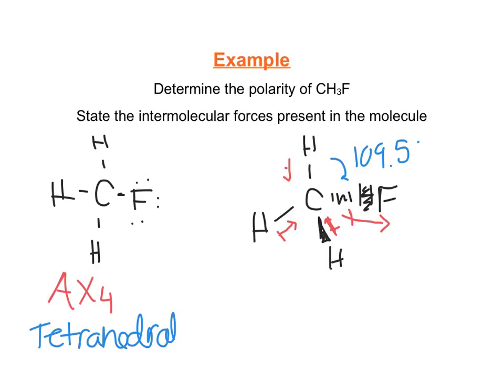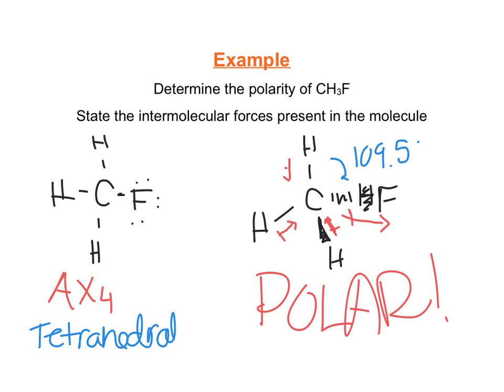Another way to tell, and the easiest way to tell, is those two rules I gave. If everything around the molecule is the same and there are no lone pairs, then this would be nonpolar. However, if there are different entities around the central atom and/or there are lone pairs on the central atom, it is most likely polar. So, because not everything around the central atom is the same, this will be a polar molecule.